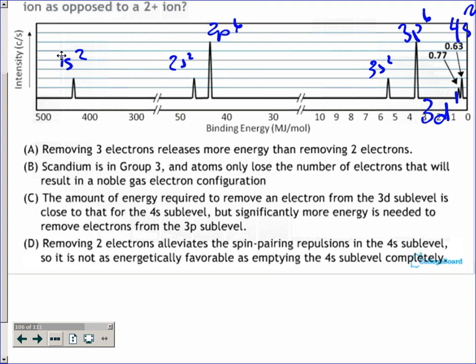Okay. Removing 2 electrons alleviates the spin pairing repulsion in the 4s sublevel, so it's not as energetically favorable as emptying the 4s sublevel completely. No, because we're going to remove a 4s sublevel, but then we still have one lone 3d, so that wouldn't necessarily be true. So C is your best option there.